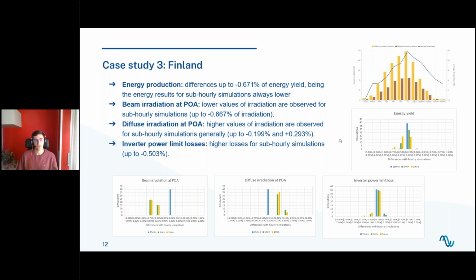And for the diffuse irradiation, we observe higher values of irradiation in general for sub-hourly simulations, and as we go to 1 minute, even higher the differences, but also we see a different tendency for 15-minute simulations. Finally, for the inverter power limit losses, again, we observe the same as before, higher losses for sub-hourly simulations.